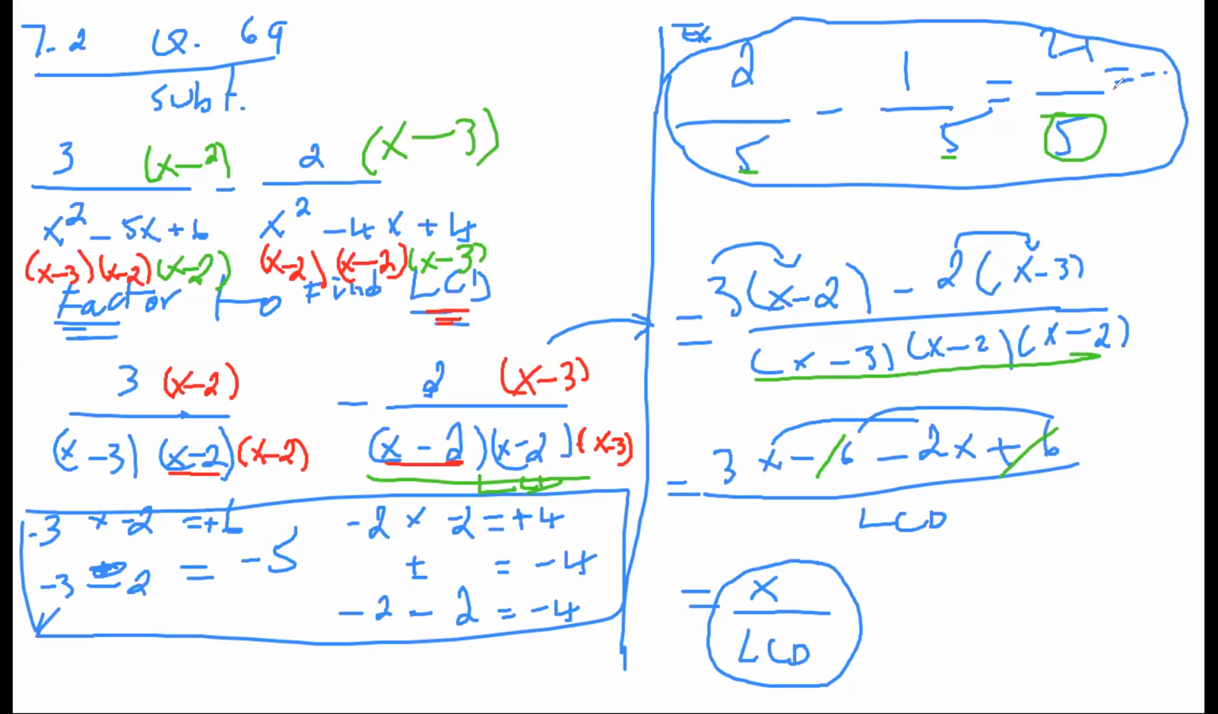It's a fraction. Just like here, for example, 5, it's 2 minus 1 over 5. You have to have the denominator. So this is 1 over 5. That's the final answer. Not just x, it's 1 over 5. Here, x over LCD, meaning this.